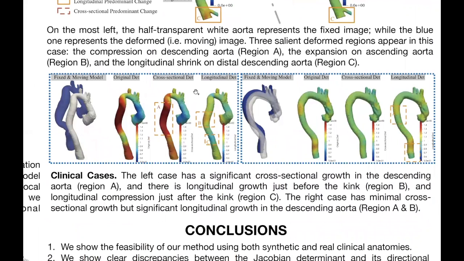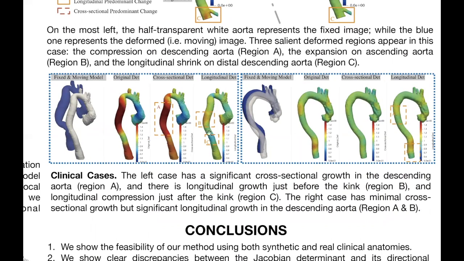Finally, to understand if this technique will work outside of the synthetic experiment, we tested our method on two typical clinical cases with obvious longitudinal and cross-sectional growth. These patients have two CT scans performed at a 7 to 8 year interval to monitor growth. And we used our deformable image registration-based technique for quantifying the Jacobian matrix field as described above.